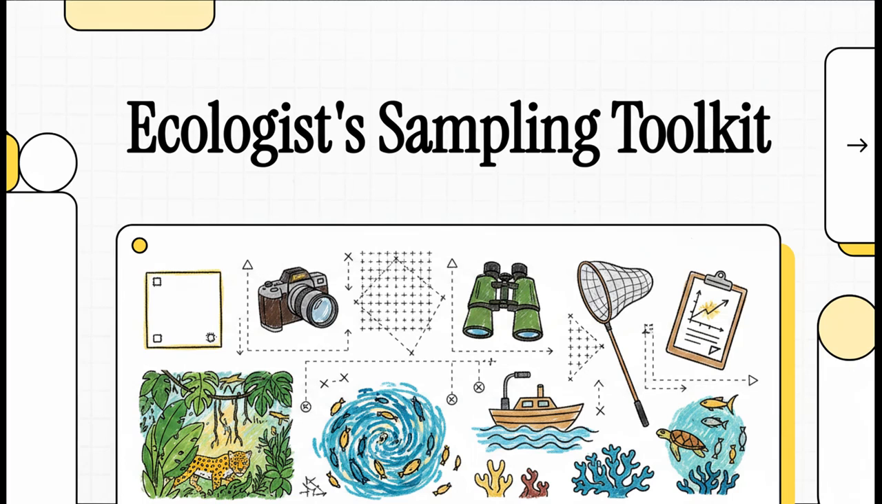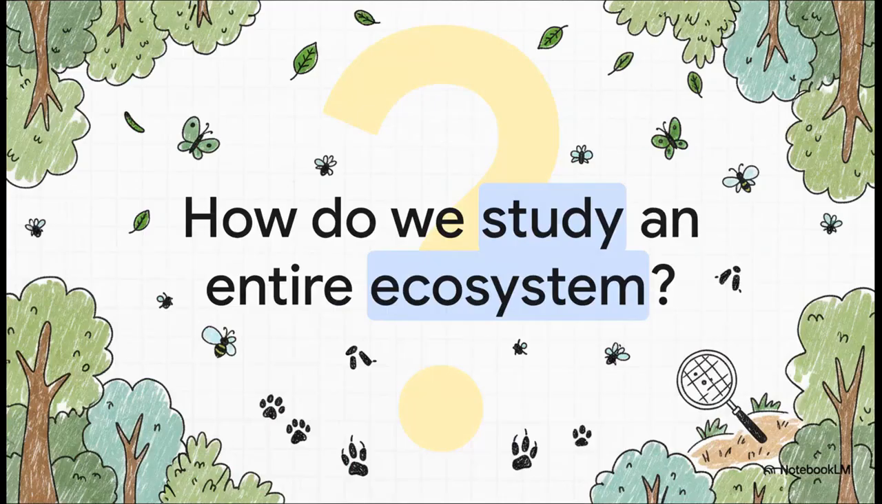Welcome to This Explainer. Today we're unpacking the absolutely fascinating toolkit that ecologists use to make sense of our massive, complex natural world. Have you ever really thought about how scientists actually know what's going on across an entire rainforest or a sprawling coral reef? It's not like they have magical scanners, right? And there's definitely no time to count every single leaf or critter. Instead, they rely on a pretty incredible combination of clever field tools and hardcore mathematical design. So let's dive right in.